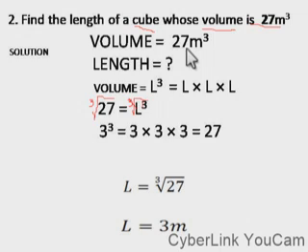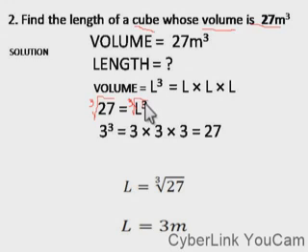The volume is giving us 27 meter cube. The length is what we are looking for. The volume of a cube is volume equal to length cubed. Then in place of volume we write 27 because that's exactly what is being given to us here. Equal to the length is what we are looking for. So length cubed, we'll bring it down here.